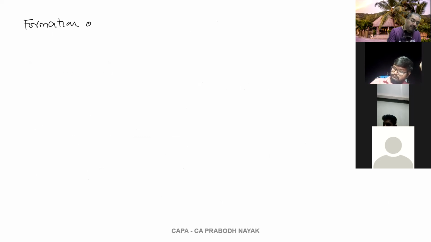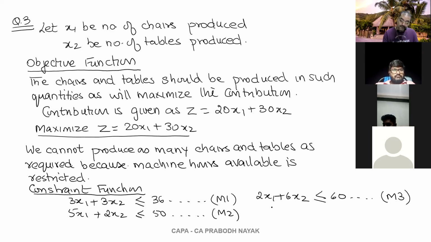Formation of LPP. Non-negativity constraints: x1, x2 greater than or equal to 0.